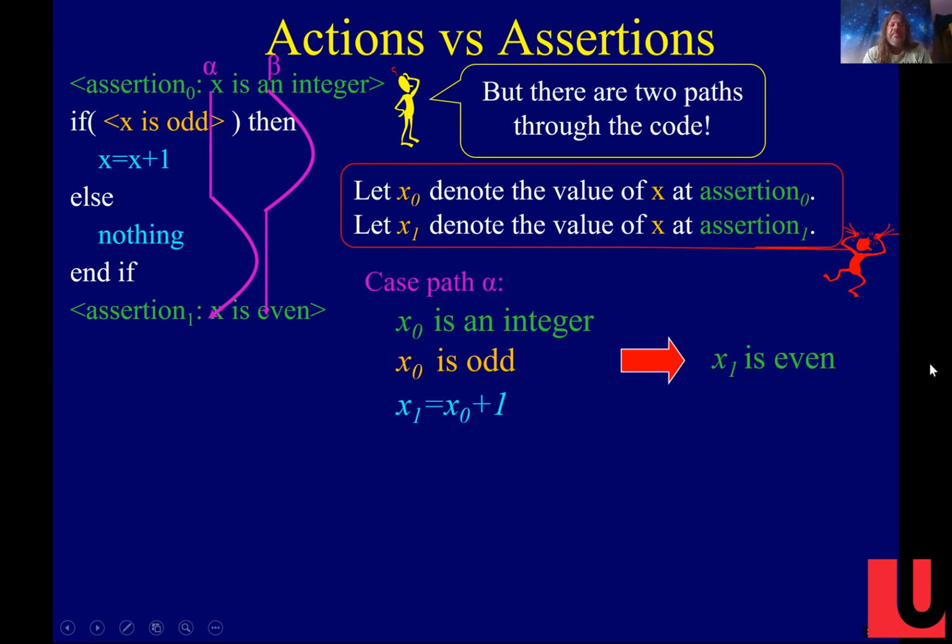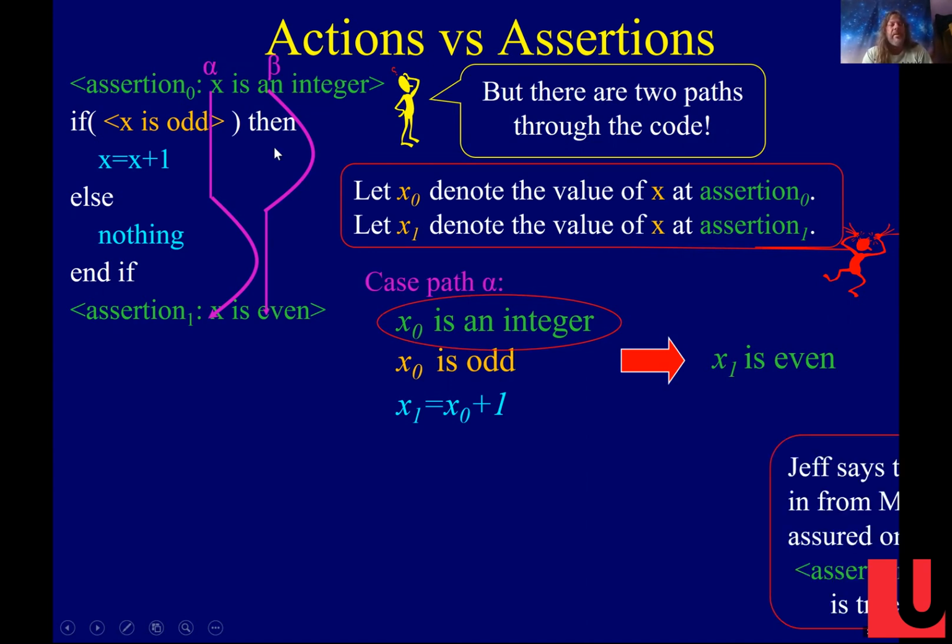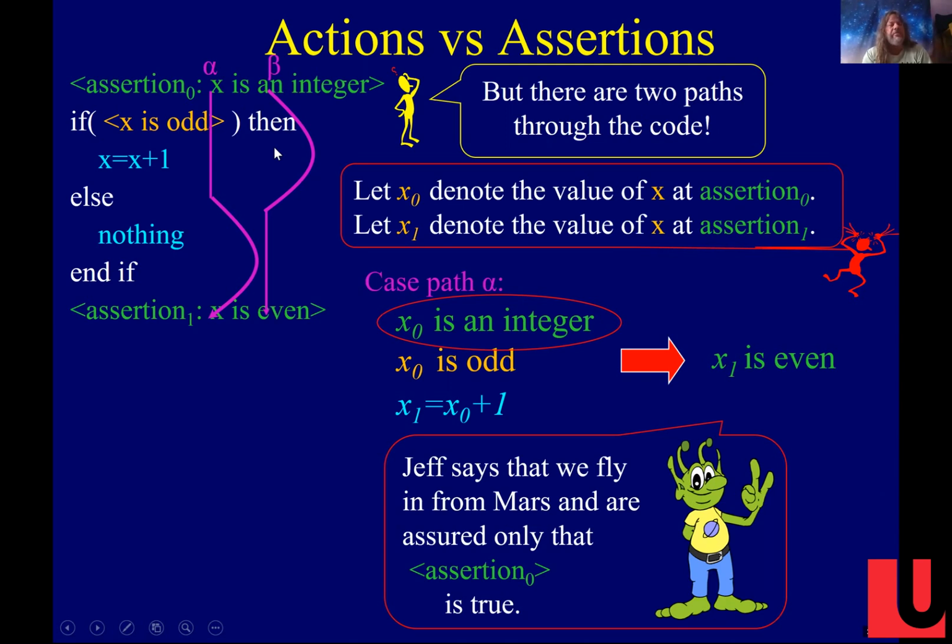Now let's look at the case 1 game. This is what you have to prove in order to prove case 1. So let's go through it. Why are we assuming that x0 is an integer? Because I'm saying we're flying in from Mars, landing here at the top of the block. The Martian is assuring us that assertion 0 is true, and assertion 0 is telling us something about the value at the top of the block, which is x0, and it's telling us that x0 is an integer. That's what we know from the Martian.